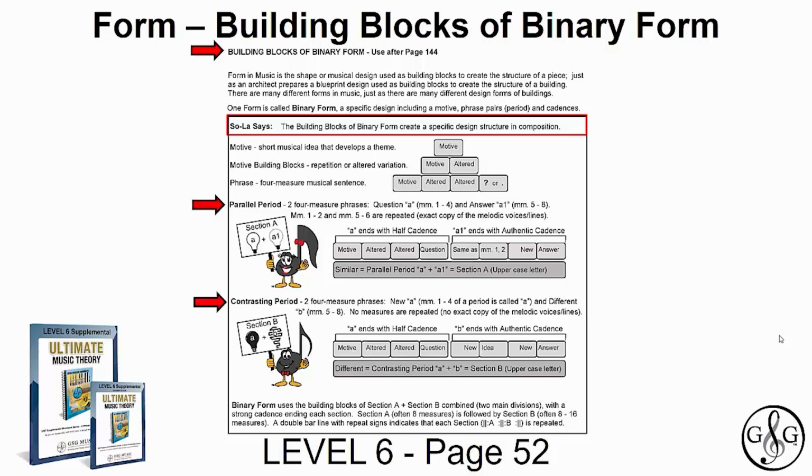And then our contrasting period, now we're going to have a new A that ends with the half cadence, and then of course the B that ends with the authentic cadence. And this creates our binary form. So binary form uses the building blocks of A, section A, and we use an uppercase A for section A, and section B combined. So there's two main divisions with a strong cadence ending on the end of each section.